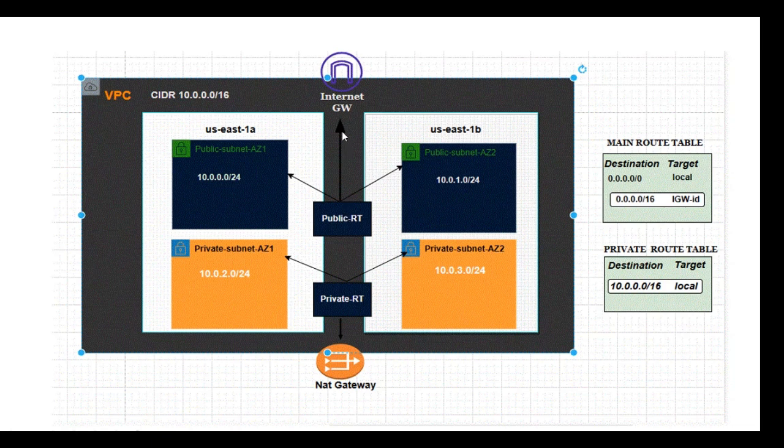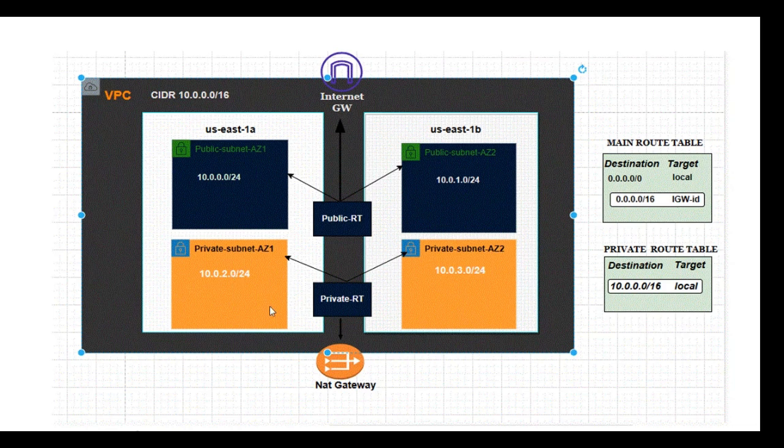All right, and for these subnets, the public subnets will be associated with a public route table, and the route to that will be an internet gateway. In order for the resources that will be deployed in this subnet to be exposed to the internet, we are using an internet gateway. So the internet gateway acts as a gateway for internet-bound traffic.